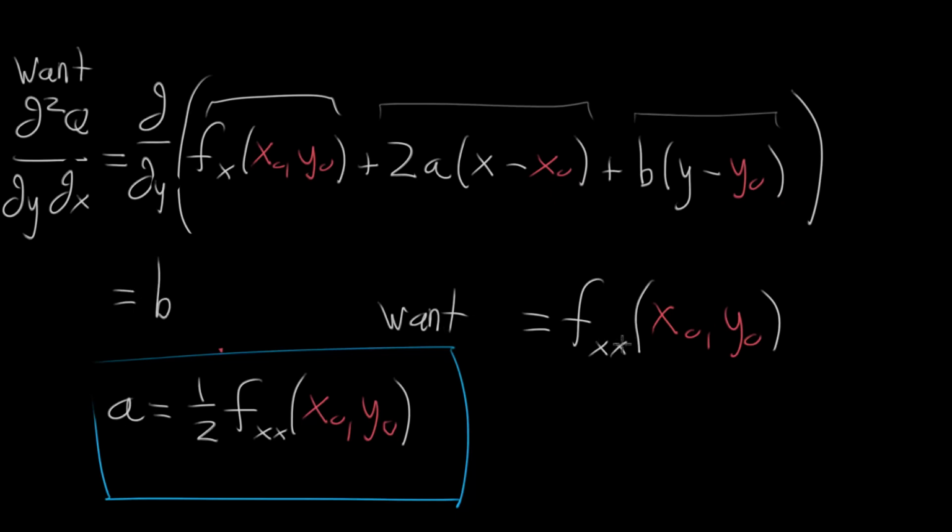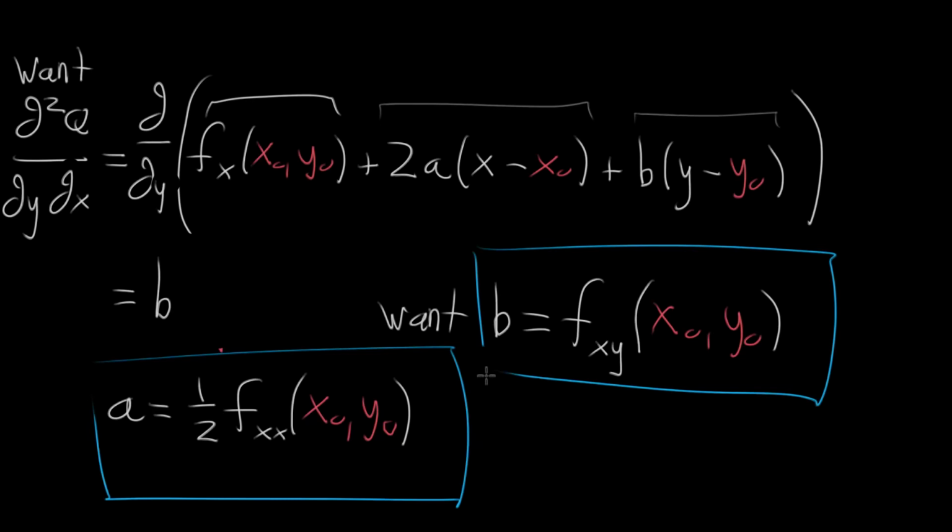And this time we want it to equal the mixed partial derivative. So instead of saying f sub xx, I'm going to say f_xy, which says you take the partial derivative first with respect to x and then with respect to y. We want this to equal the value of that mixed partial derivative evaluated at that point. So that gives us another fact. That means we can set b equal to that. And this is another constant that we can record.